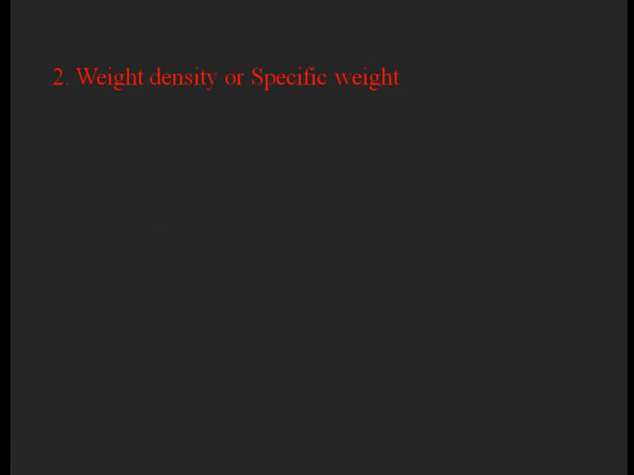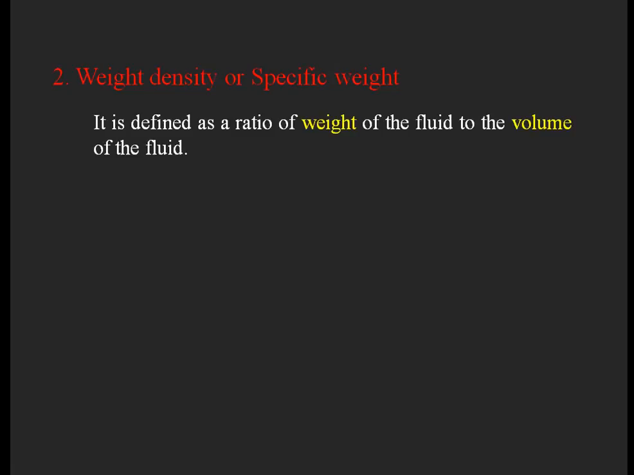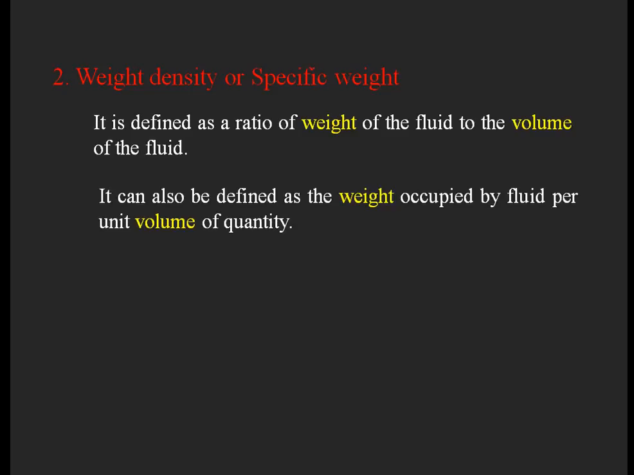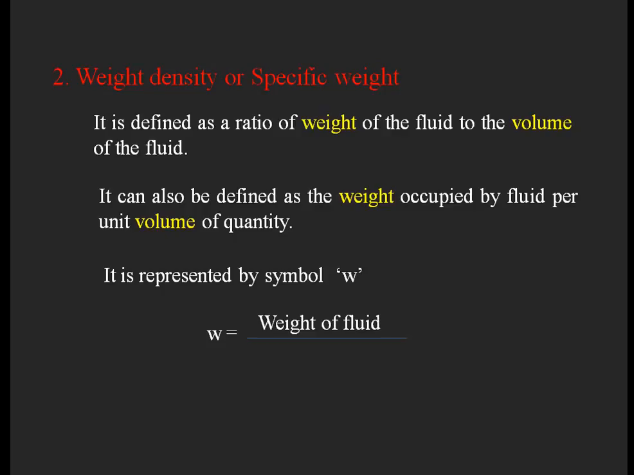So the next property is weight density or specific weight. How can we define weight density or specific weight? Similar to the mass density, here also it is defined as the ratio of the weight of the fluid to the volume of the fluid. Again we can define it as how much weight is occupied by the fluid per unit volume of quantity. The same formula is represented by the symbol small w, and small w is equal to the weight of the fluid by the volume of the fluid.